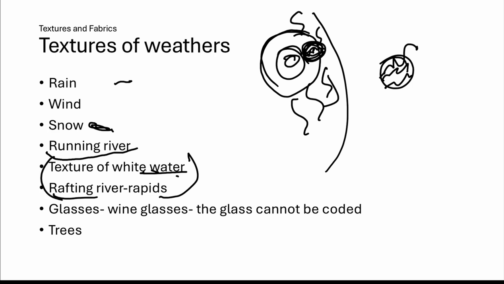So it's also when images of wine glasses are produced, the actual glass itself is very difficult to code. And it changes then to thinking about trees, because obviously the glass goes from this clear substance to then coding the texture of the tree.